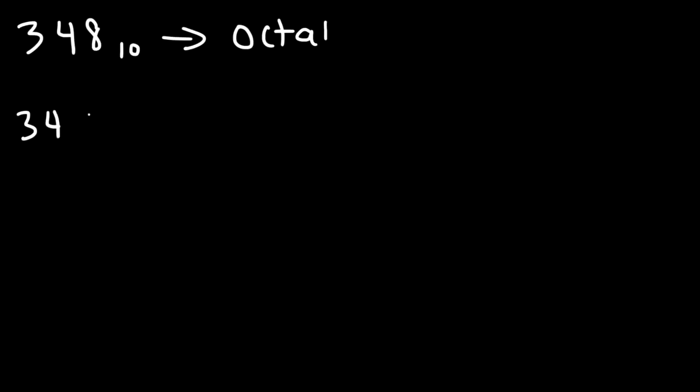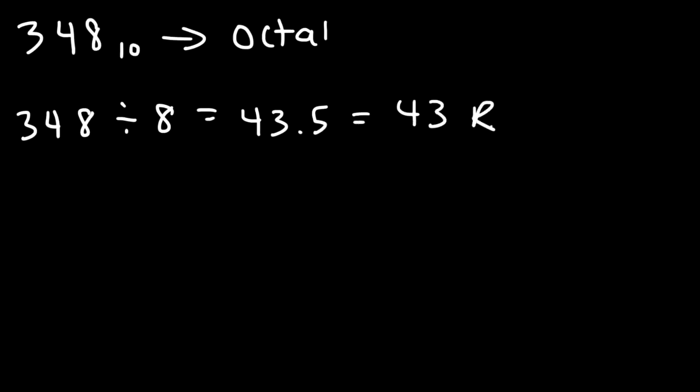So 348 divided by 8, that's going to be 43.5. So this is 43 remainder. Now to find the remainder, multiply 8 by 0.5. So 8 times 0.5 is 4. So it's 43 remainder 4.